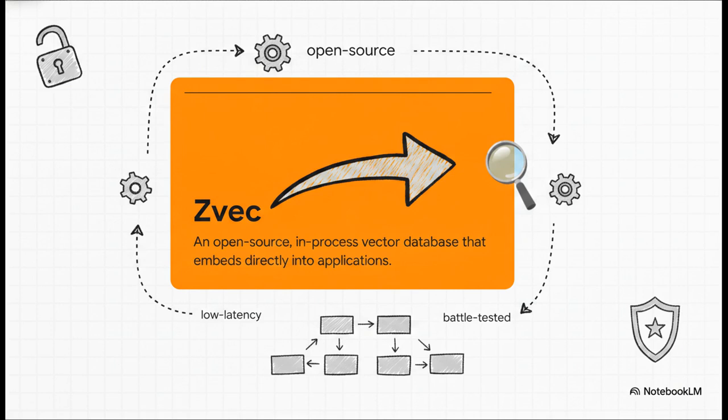Zvec is taking a completely different approach. It's an open source in-process solution, and in-process is absolutely the magic word here. It means this database embeds directly into your application. There are no external servers to ping over a network. It lives right there, right where your code lives, giving you battle-tested, low-latency similarity search with virtually zero setup friction. It's a real game changer.